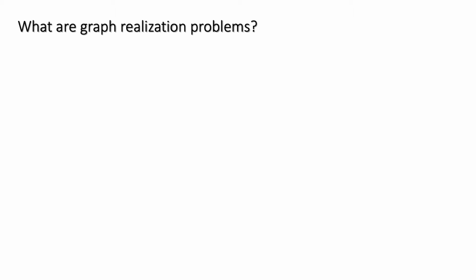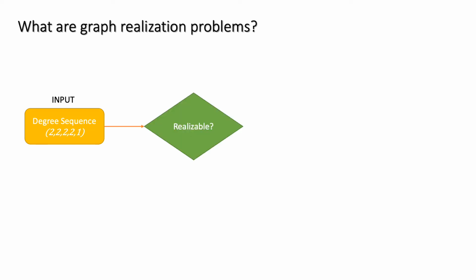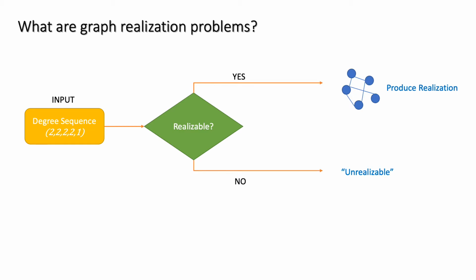What are graph realization problems? In general, graph realization problems deal with constructing graphs that satisfy certain specified properties. A classic, well-studied example is the realization of graphs with a given degree sequence. Given a sequence of node degrees as input, the first goal is to decide whether this sequence is realizable. That is, whether it is possible to construct a graph with the specified sequence of degrees. If so, the second goal is to realize such a graph. If not, output unrealizable. In the sequential setting, this was solved back in the 50s by Havel-Hakimi.